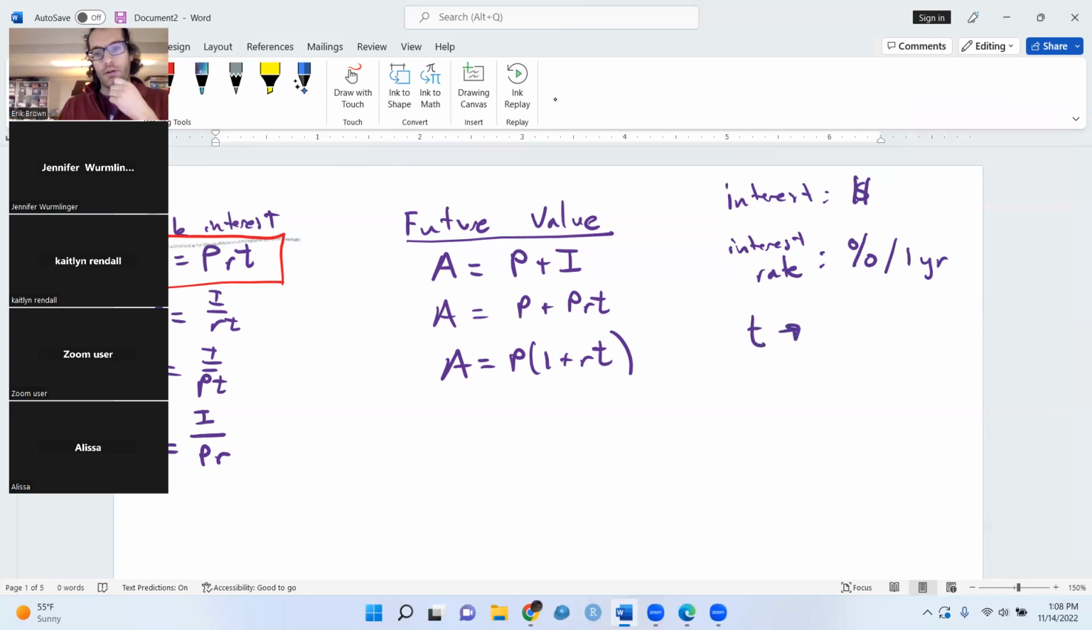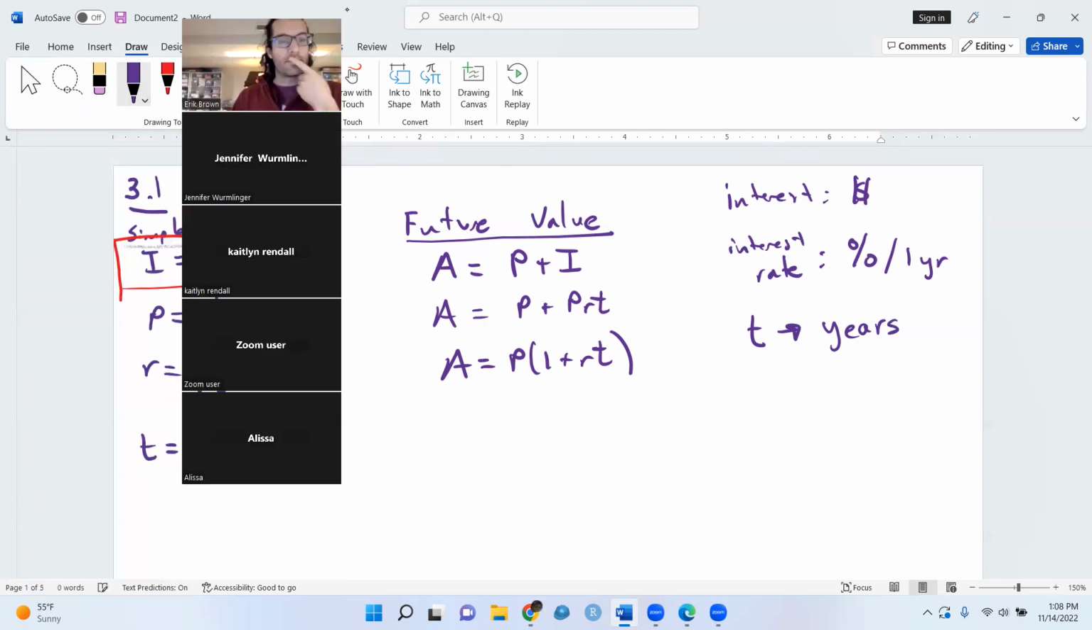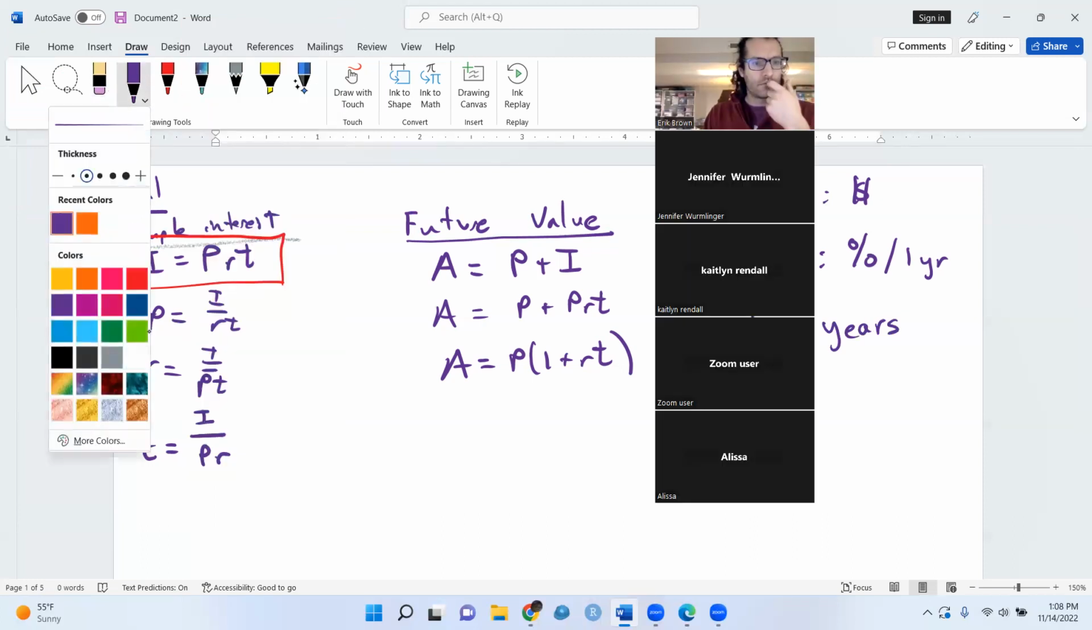I'll put a note here. This is typically years. It's assumed years unless otherwise stated, that the time we're dealing with is 1 year at a time. Doesn't have to be, but it typically is. Okay, that is 3.1. Any questions on 3.1 stuff? Anything you think I'm forgetting?